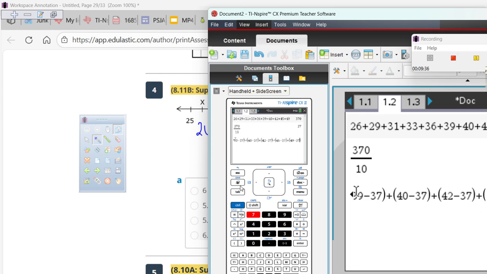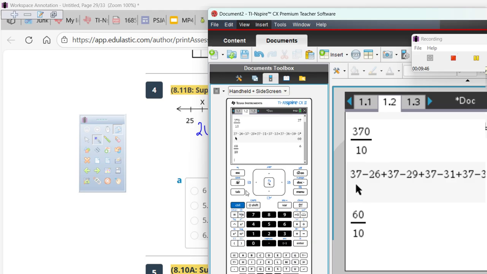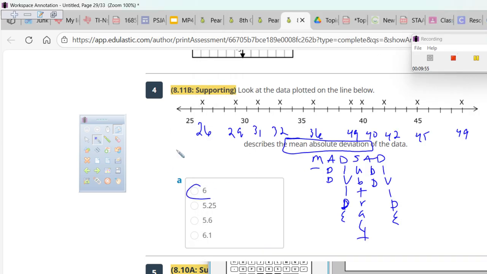Get it all. There it is, 60. And then divide that by 10. That's number 6. Ooh, there it is. Not too bad. And so 6 is your answer. How did that work? But yes, that's how you do it.